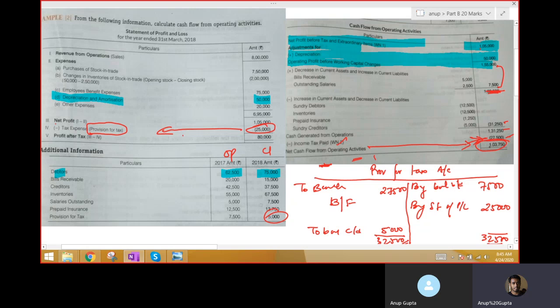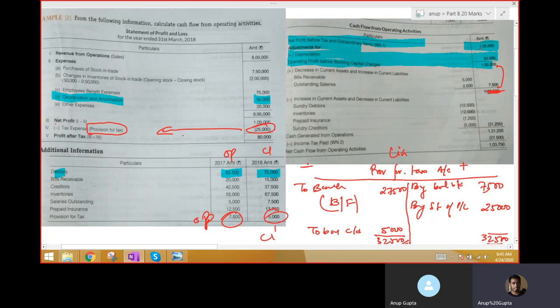Once again I will explain the provision for tax account. Provision for tax is a liability, and will always have an opening credit balance. So the opening balance will be recorded on the credit side, and the closing balance will be recorded on the debit side. Clear? The balancing figure will be either on the debit side or credit side. Debit side means the liability decreases. Credit side means the liability increases.